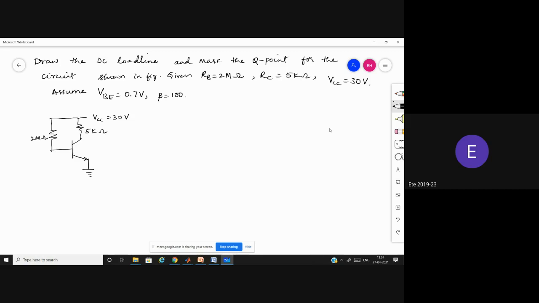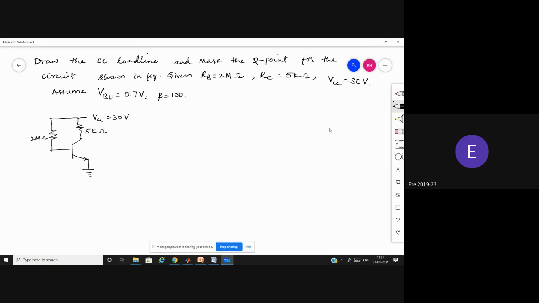Then to find the DC load line, we are going to apply the KVL to the collector circuit. In case 1 we consider IC is equal to 0 and we find out VCE, and in case 2 we consider VCE is equal to 0 and we find IC, and we are going to plot. This is the method we are going to follow.